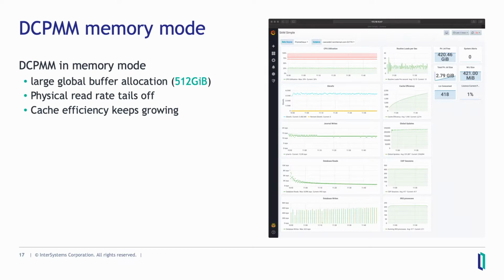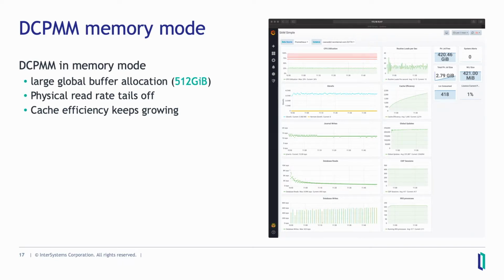Next, we move on to the same DCPMM memory mode configuration, but this time we increased from that 16 gigabytes to a 512 gigabyte massive database cache. We see here that over a 1 hour sample, the physical read rate continually dropped over time.